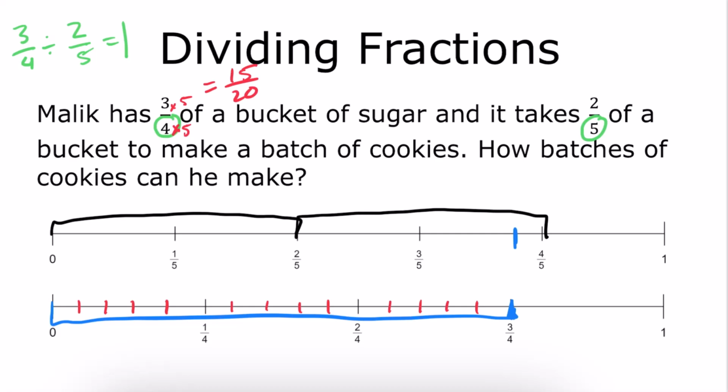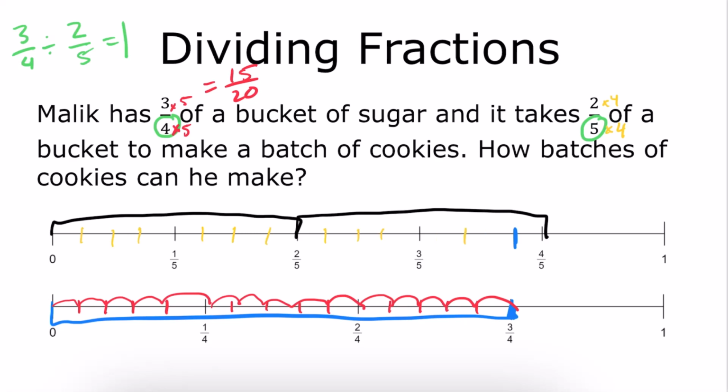And you can see that is true because if I were to count these, I'd have 1, 2, 3, 4, 5, 6, 7, 8, 9, 10, 11, 12, 13, 14, 15. So 3/4 of a bucket of sugar is the same thing as 15/20 of a bucket of sugar. And then for 2/5, I'm going to multiply 5 by 4, and that's basically splitting up each of the fifths into fourths, which looks like this.